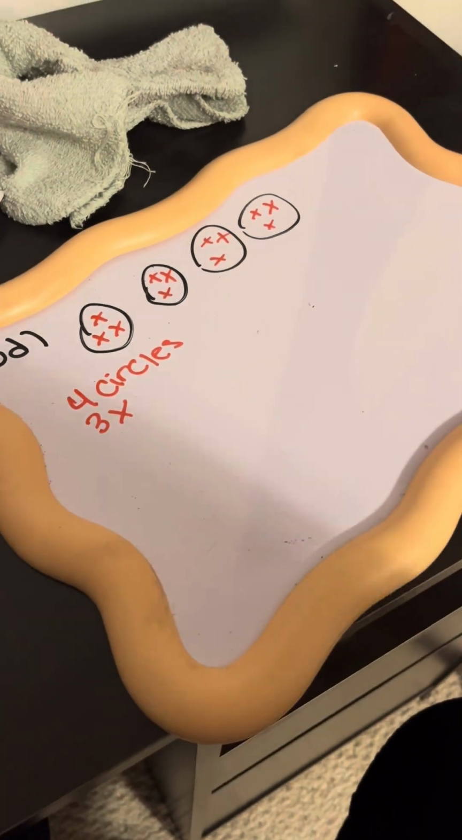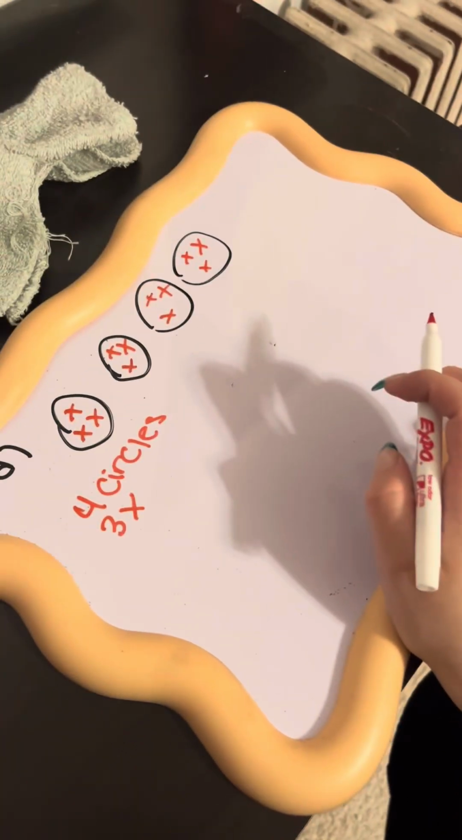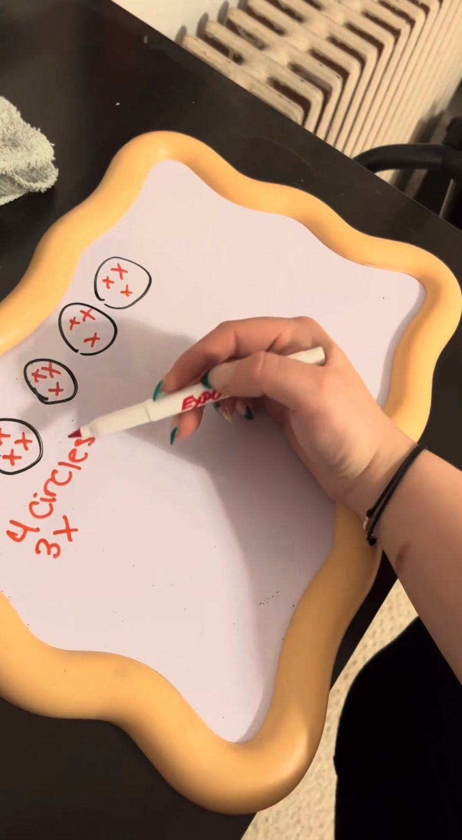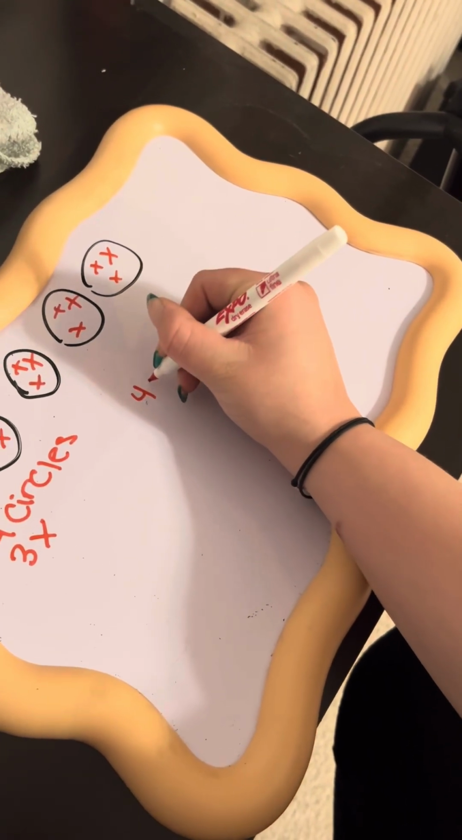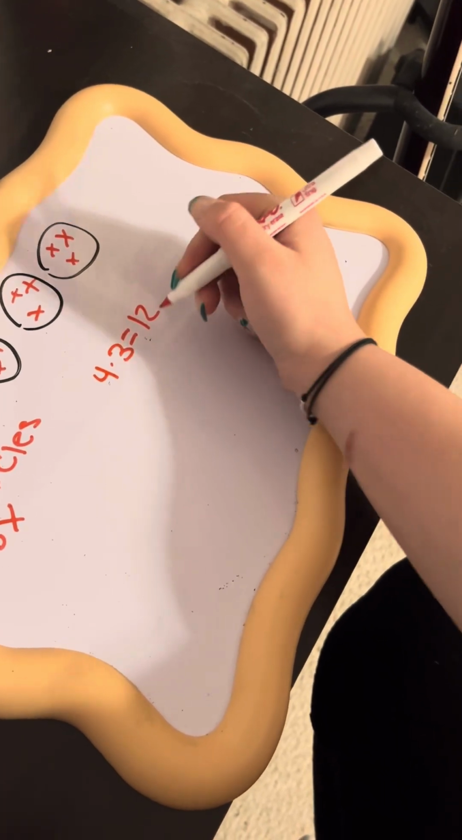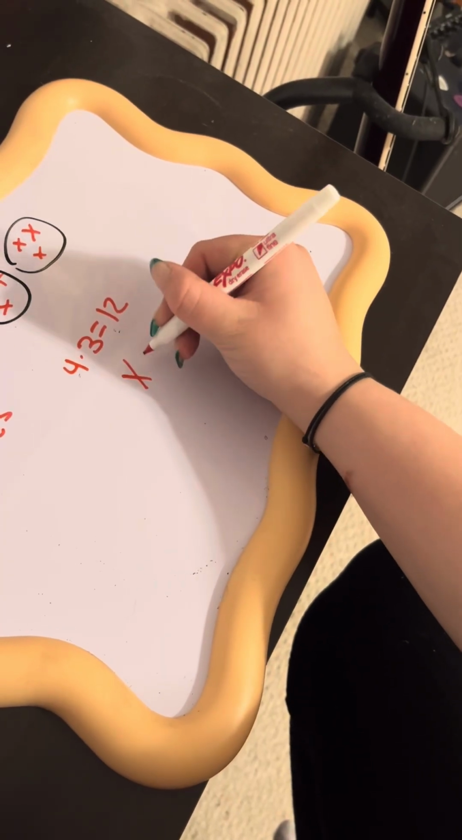For 5D, we need to figure out the multiplication problem that is being suggested. So we have 4 circles, each with 3 x's in it. So we would do 4 times 3 equals 12. So the total number of x's is 12.